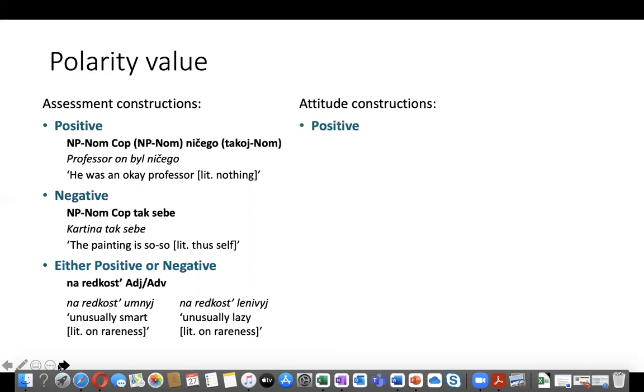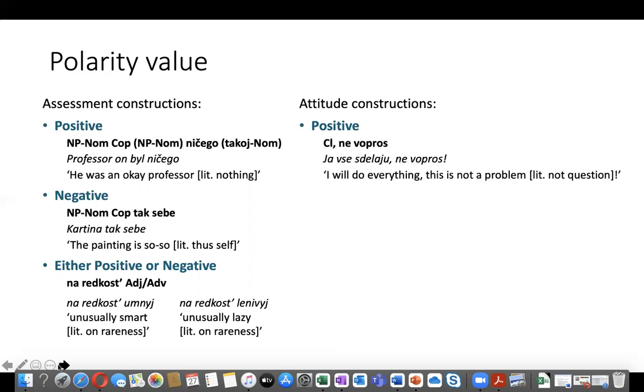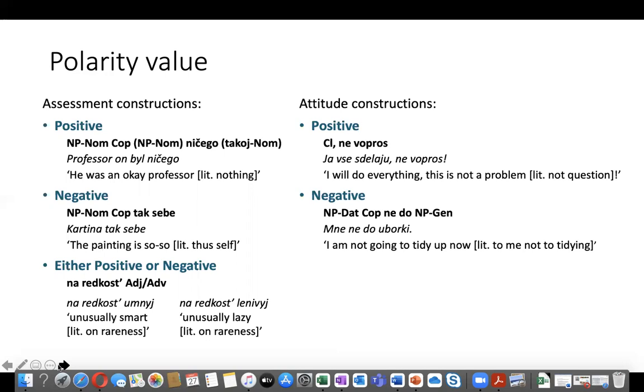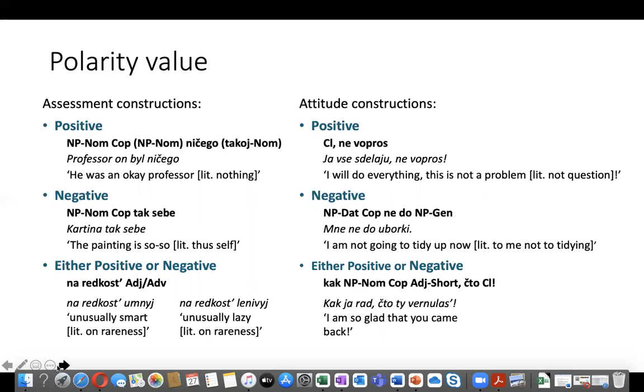So once again, if we have the не вопрос construction, this is always a positive attitude, willingness to do something. Мне не да is a negative attitude. This is a lack of willingness to do something. As opposed to this как я x, что, in this construction, it can really depend upon what adjective we have in the filler slot there. So как я рад, I'm really happy that you came back. Как я зол is I'm really angry about something.